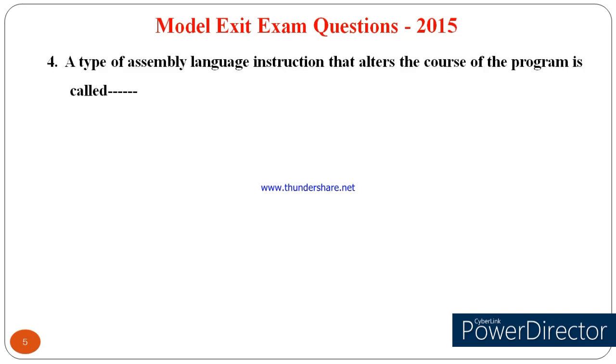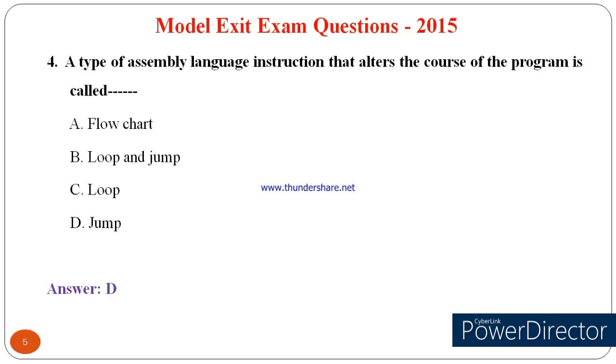The fourth question: a type of assembly language instruction that alters the course of the program is called A, flowchart; B, loop and jump; C, loop; D, jump. The answer for this question is D, jump.